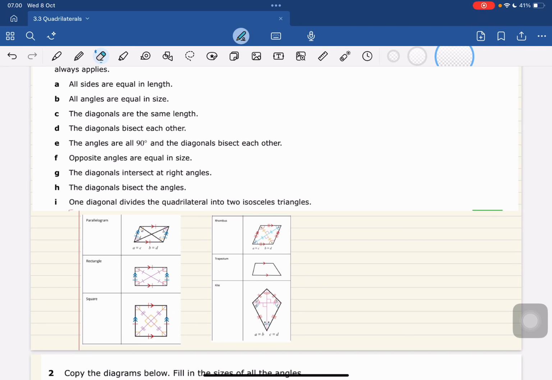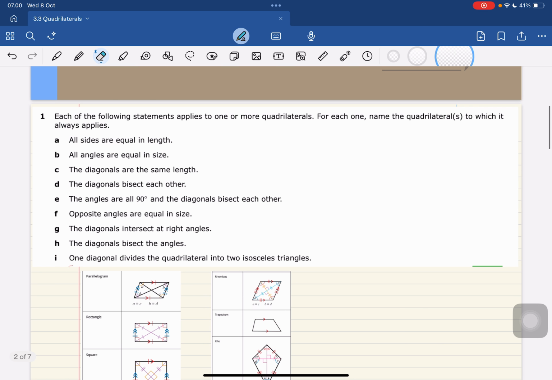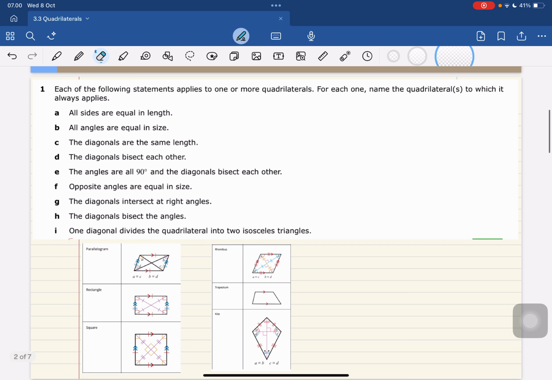Hi, in this video we are going to solve practice questions for quadrilaterals. Quadrilaterals basically have four sides. So let's see, it's number one. Each of the following statements applies to one or more quadrilaterals.